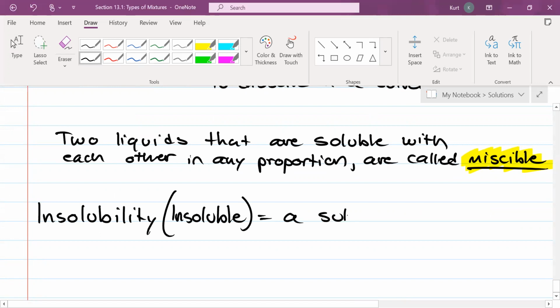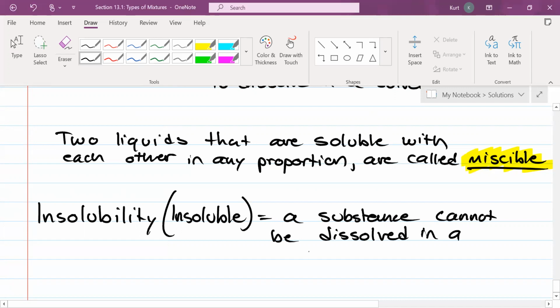A substance cannot be dissolved in a solvent. Like sand. Sand does not dissolve in water.